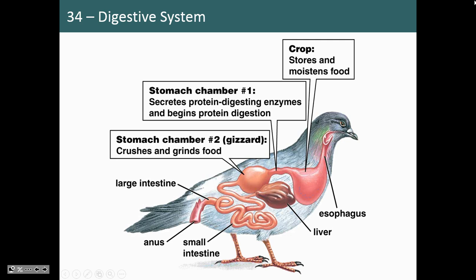Next step is the gizzard. For birds, that gizzard might contain small rocks, pieces of sand that they pick up as they're foraging, pieces of hard material that they ingest intentionally to function as grinding surfaces in their gizzard, right?